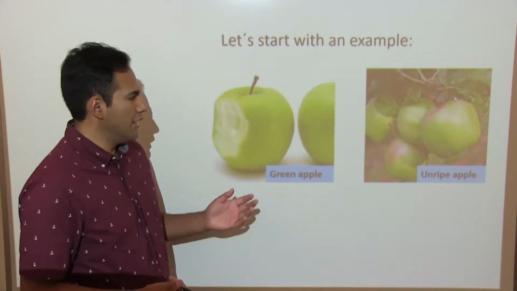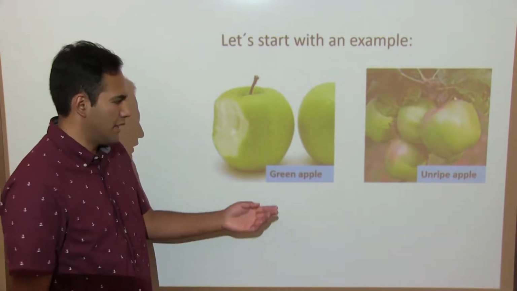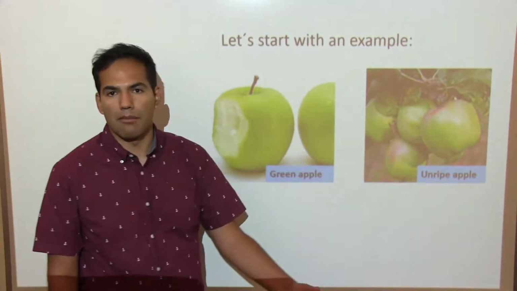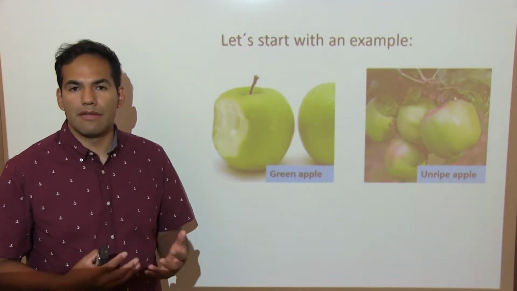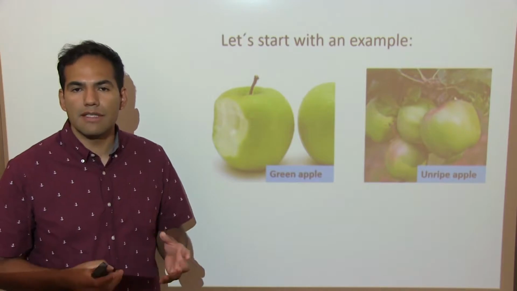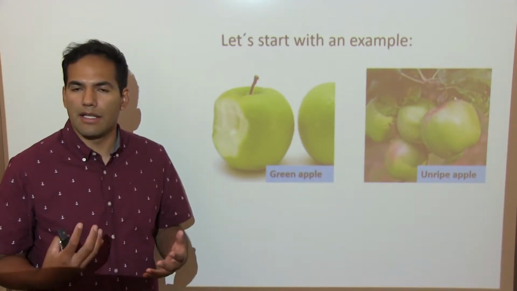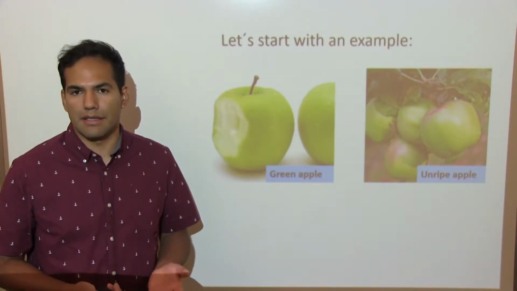So to start with, I have here an example. Here we have a green apple, and here we have an unripe apple. So this is going to be a very good example of the differences between English and Spanish and how we use the verb ser and estar in a different way than it works in English.